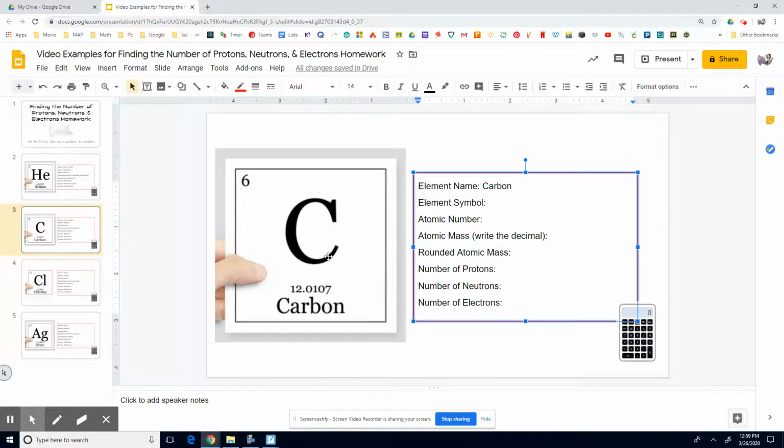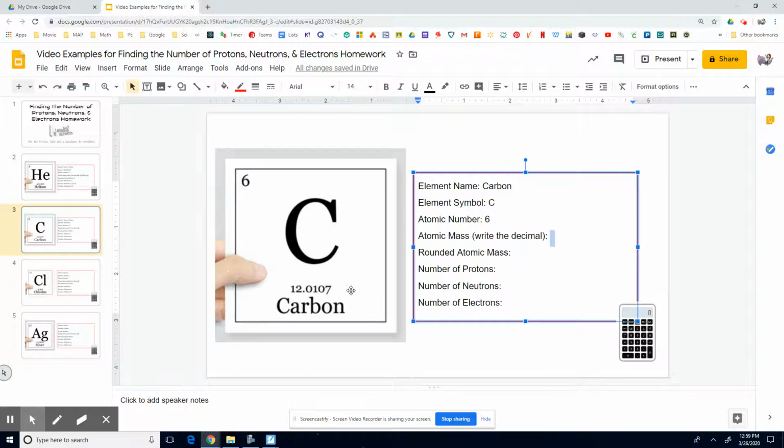Now, a single letter symbol is a capital letter. It is not lowercase. We don't want lowercase. If it's a single symbol, it's an uppercase. The atomic number is the number of protons it has. So I see it's a 6 up here in the corner.